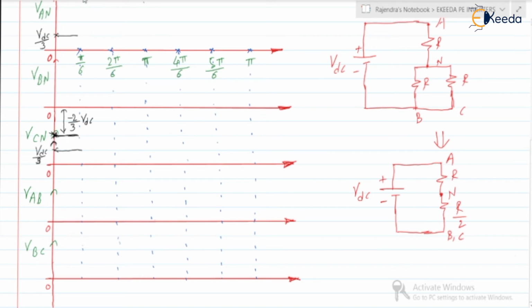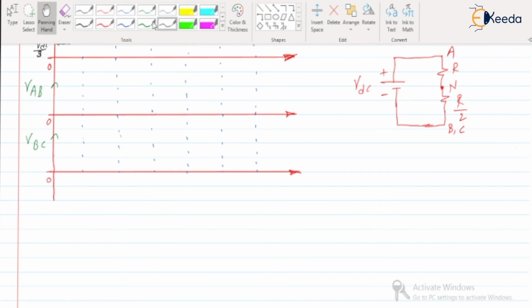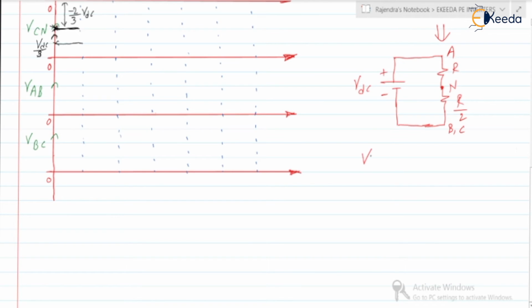With the help of the voltage division rule, we can write VAN. VAN is equal to R upon 3R by 2 into VDC. R and R will get cancelled, so it is 2 by 3 VDC. Similarly, we can write for VBN and VCN. VBN is equal to VCN. It should be negative, because VNB and VNC are positive. So it is minus VDC by 3.